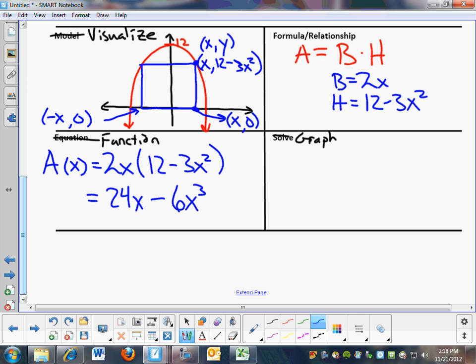Is that a quadratic? No, it's a cubic. And instead of the cubic going like that, because it's negative, it goes like that. So the graph is going to look something like that. What part of the graph are we trying to find?